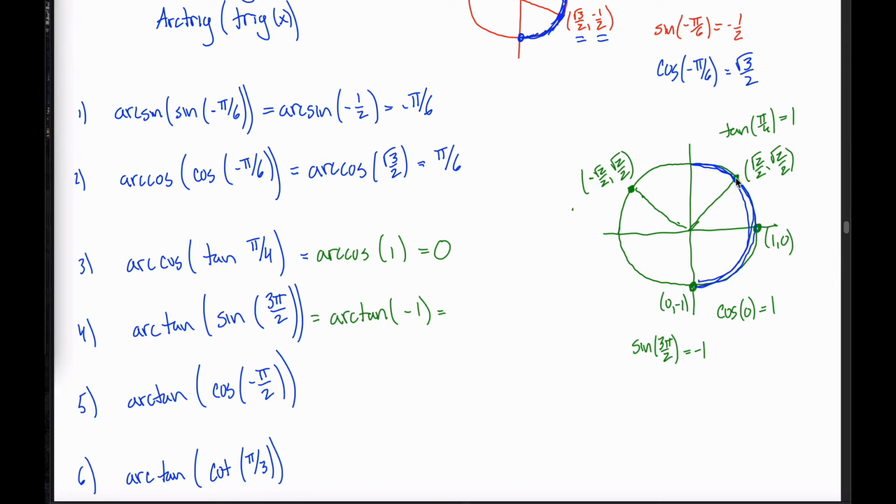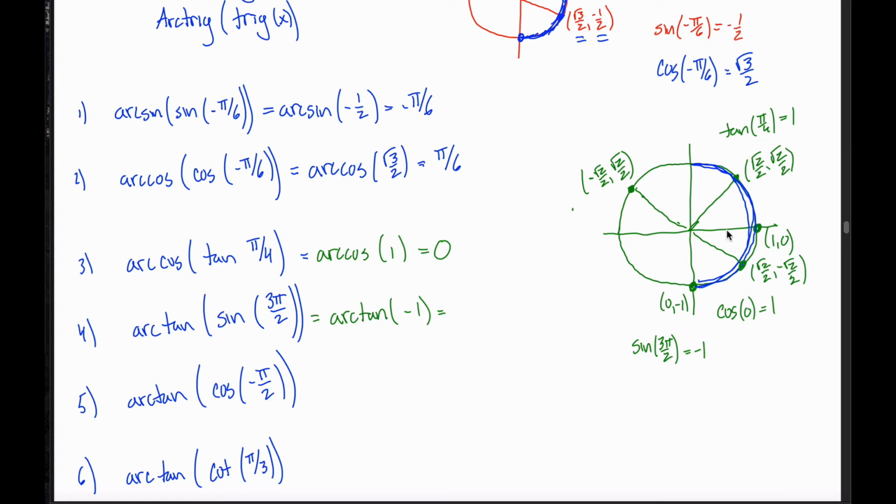So I'm looking for an angle so that when I take the tangent of that angle, I get negative 1 as the answer. It's this point down here. This point has an x-coordinate of positive root 2 over 2 and a y-coordinate of negative root 2 over 2. And when I take the y and divide it by the x, I get negative 1.